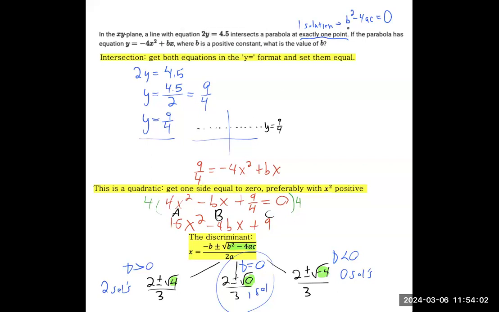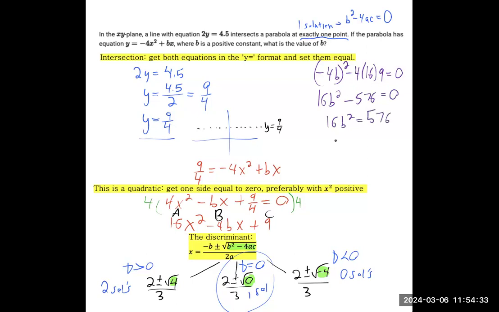So we've got the b squared minus 4ac equals 0. That's negative 4b squared minus 4 times 16 times 9 equals 0. Negative 4b squared is 16b squared. And 4 times 16 times 9, that is 64 times 9, which is 576, so minus 576 equals 0. Add the 576 to the other side.